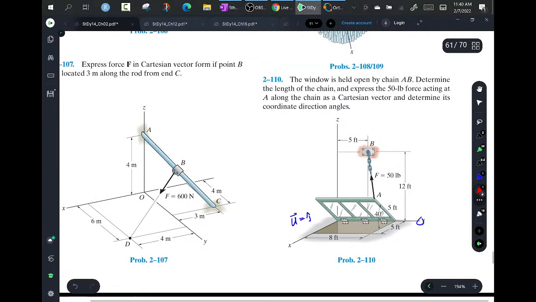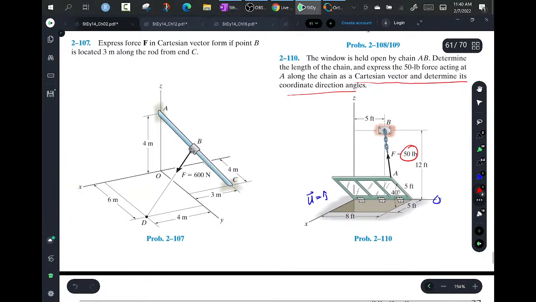The rest of them, let's see. Determine the length of the chain expressed with the force acting along the chain. Cartesian, determine its coordinate direction angle. So he wants to know the force acting along the chain. He already gives you 50 pounds. So there's no dot product there.